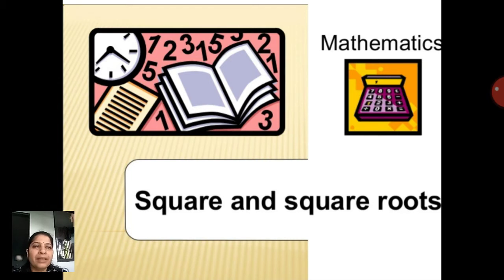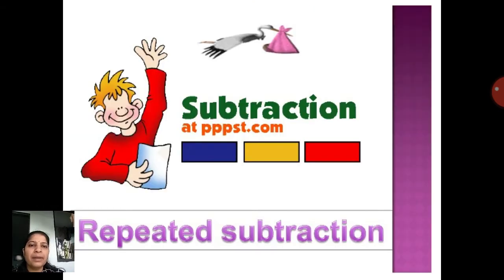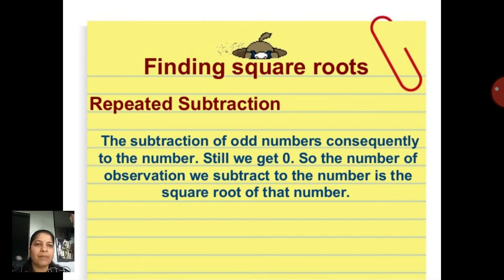The first method that you have seen is the repeated subtraction method. How to perform it? The subtraction of consecutive odd numbers from the number. We have to start with 1, then the next odd number 3, then 5, then 7. In this way, we subtract consecutive odd numbers till we get 0.